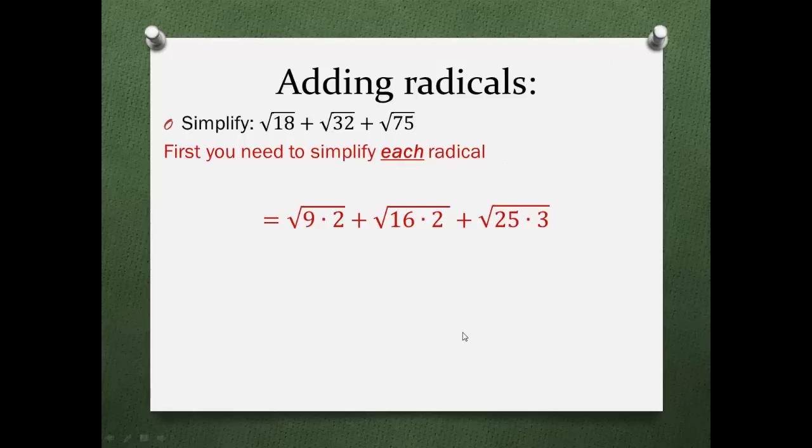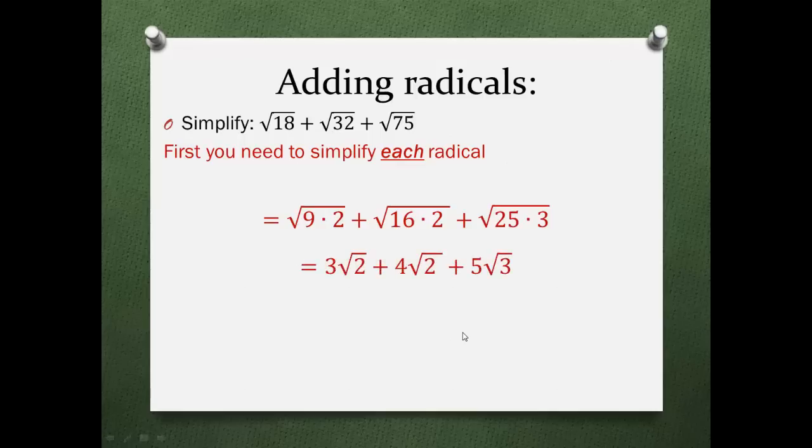The square root of 18 simplifies to the square root of 9 times 2, because 9 is a perfect square. The square root of 32 simplifies to the square root of 16 times 2, because 16 is a perfect square. And the square root of 75 simplifies to the square root of 25 times 3. Again, 25 is a perfect square.